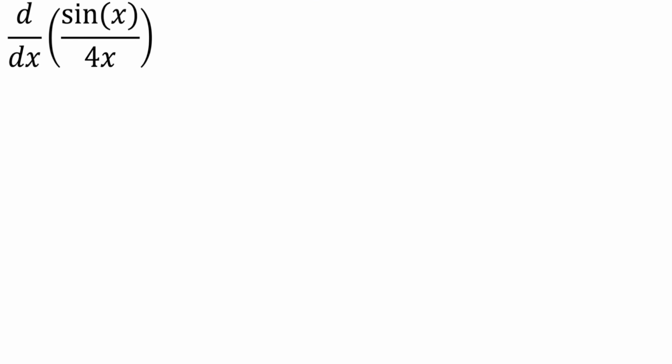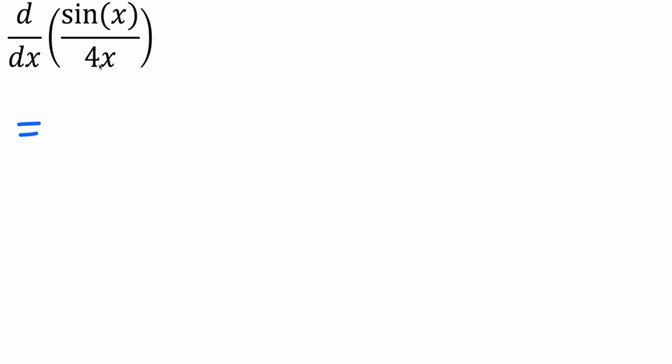Okay, in this video we are going to solve this problem right here, and so let's begin. So we want to find the derivative of sine x divided by 4x. So this is a great example of a quotient rule problem. And the quotient rule, you have to do low d high minus high d low divided by the square of what's below. So let's break that down.